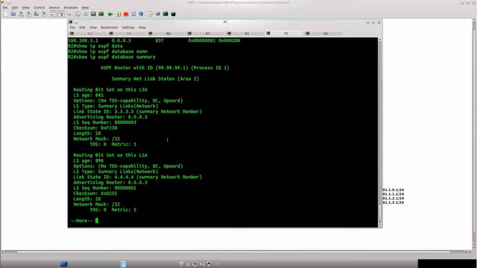So you'll find the one for all threes, 3333. All right, so it's saying if you want to get to 3333, you're going to hit router 3. So that's the router ID of router 3, 0003.